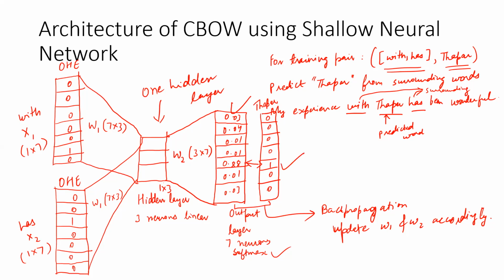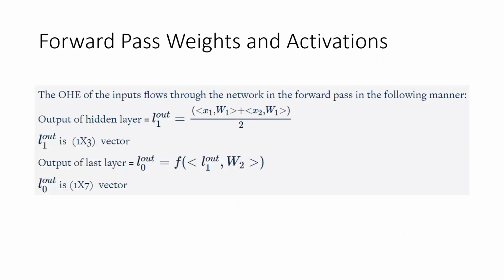And we also want to look into the outputs, how they are being calculated. So the one hot encoding of the inputs flows through the network in the forward pass in this manner. Because we had two words, with and has, for the with x1 comma w1 and similarly x2 comma w2 divided by 2, this will be the output of the hidden layer, right?